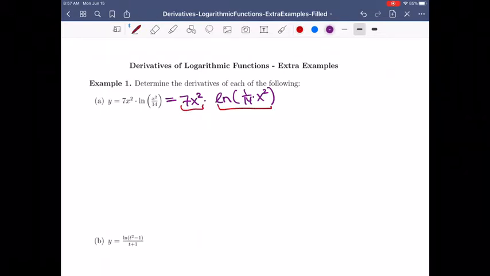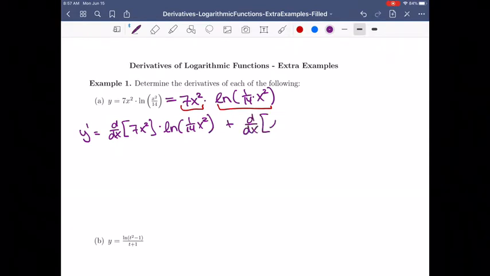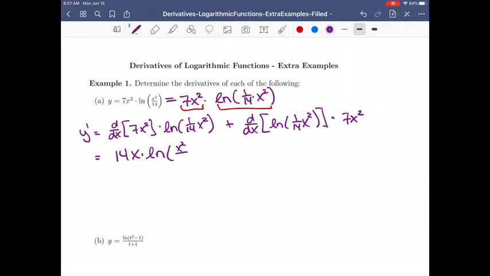Okay, so when we compute the derivative, y prime is going to be the derivative of that first function times the second function as it was, plus the derivative of the second function times the first function as it was. Okay, so the derivative of 7x squared is 14x. Now the derivative of ln of 1 over 14 x squared.